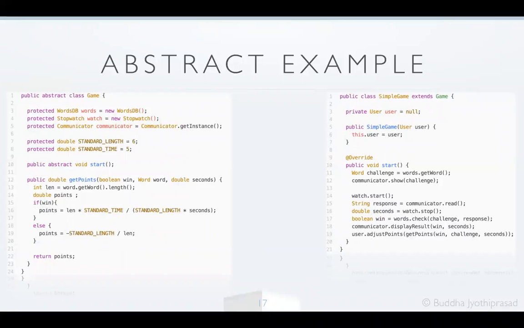So here is an example of an abstract class. Here Game is an abstract class, whereas SimpleGame is a child class that is extending the Game class. Because we are actually implementing the start method, SimpleGame can be a Game. As mentioned, we just have to mark a certain class as abstract to make it an abstract class, and there also has to be an abstract method in the class definition, as in line number 10 in the left screenshot, the public abstract void start method.